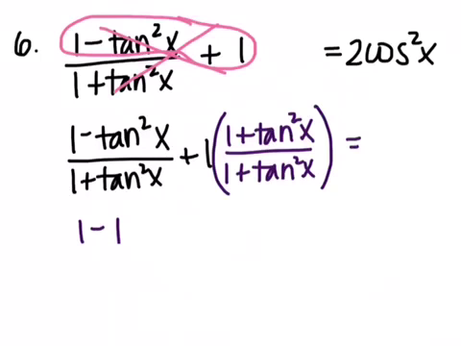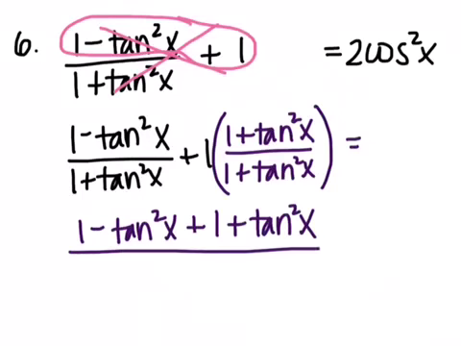I have 1 minus tangent squared plus 1 plus tangent squared over 1 plus tangent squared. You cannot cancel the 1 plus tan squared in the numerator with the 1 in the denominator at this point, because in the numerator you're adding. You have all that addition and subtraction, and canceling is division. So make sure that you're not canceling at this point.